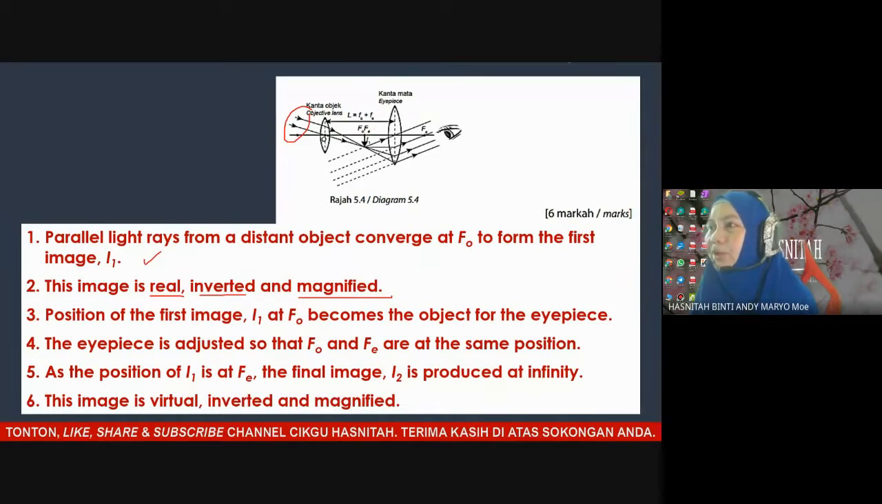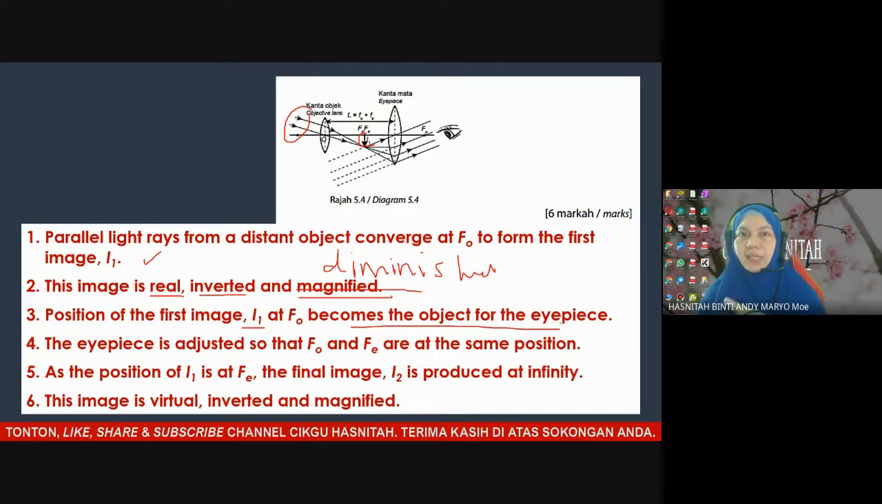Okay, sorry, this one not magnified. Actually, it's diminished. Okay, tolong betulkan real, inverted, and diminished. Cikgu silap type di sini, diminish. Okay, ini dia diminish. Bintang sana lebih besar. So, real, inverted, and diminished. Okay. And then position of the first image, this one become the object. So image become the object for the eyepiece. This is the third point.